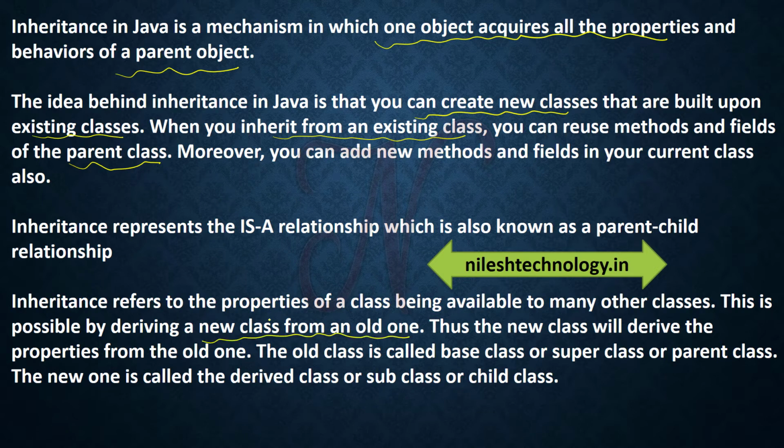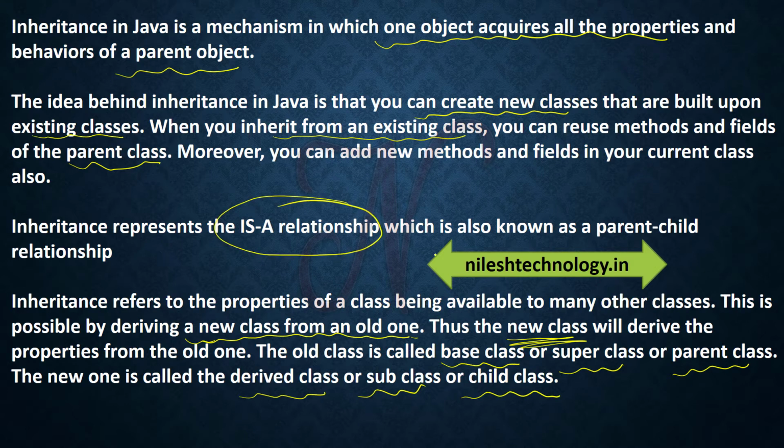Inheritance refers to the property of a class being available to many other classes. This is possible by deriving a new class from the old one. Thus a new class will derive the properties from the old one. The old class is called the base class, superclass or parent class, and the new class is called the derived class, subclass or child class. So inheritance represents the IS-A relationship, which is also known as a parent-child relationship.